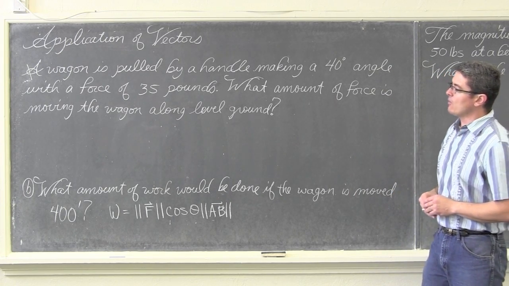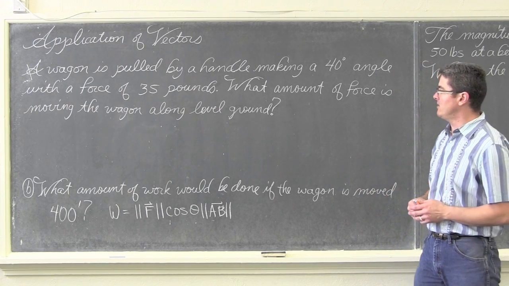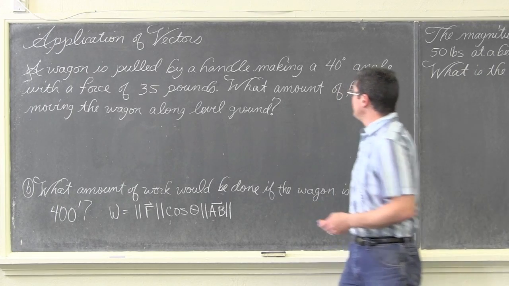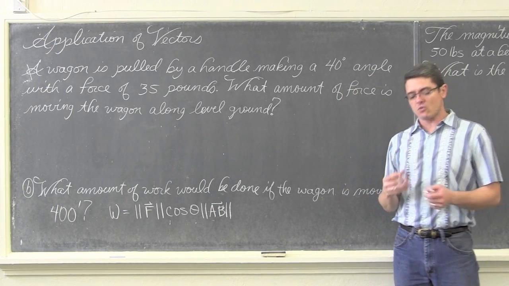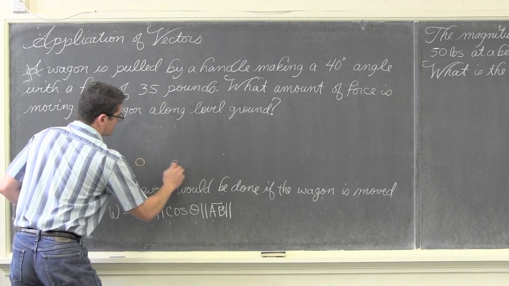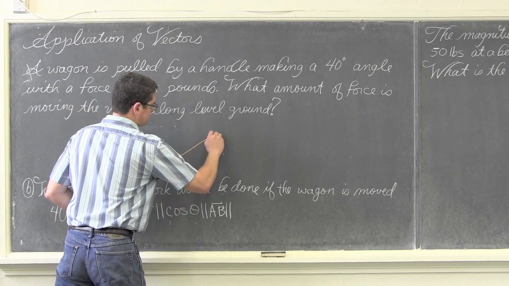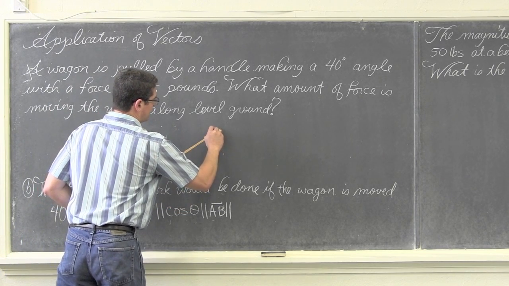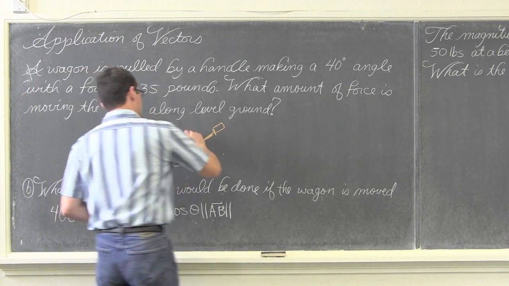So we have an example here. A wagon is pulled by a handle making a 40-degree angle with a force of 35 pounds. What amount of force is actually moving the wagon along the level ground? So let's give ourselves a quick picture. Not very pretty here, but a couple of wheels, a wagon, and a handle. And up that handle is being applied a force of 35 pounds.